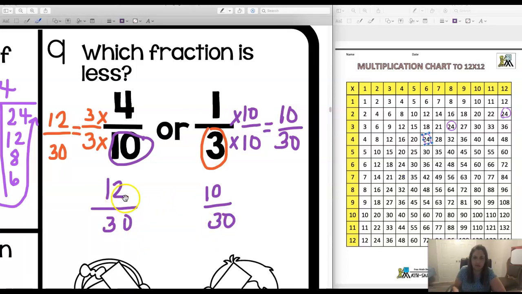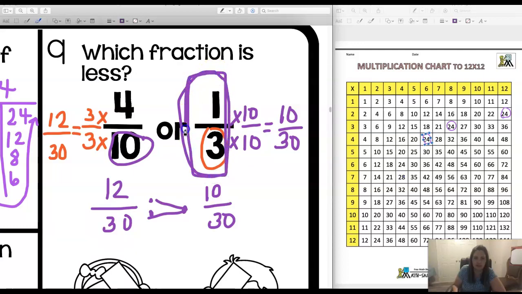So now that the denominators are the same, you can just look at the numerators, the top numbers. Which is larger, 12 or 10? I know that 12 is larger, so I put 2 dots next to 12, 1 dot next to 10, and then that helps me draw my sign. The question says, which fraction is less? 10/30 is less, which means 1/3 is less. This should be your answer, 1/3.